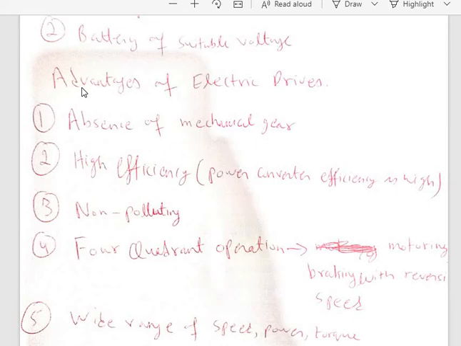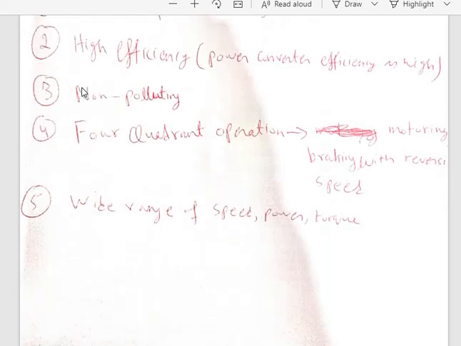In the coming lecture, I'll be discussing what a four quadrant operation is, but at the moment, just keep in mind that with the help of an industrial drive, you also get the advantage of a 4 quadrant operation. What is a 4 quadrant operation? It is basically motoring and braking with reversing speed. We will be discussing these terminologies in the next lecture, in the coming week. And the fifth advantage is a wide range of speed, power, and torque, as I discussed in the electric motors.